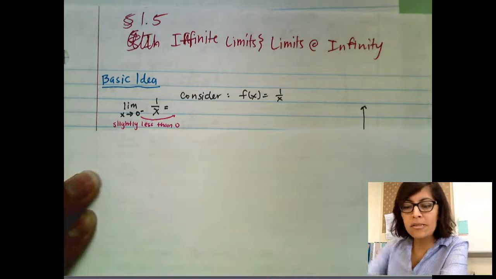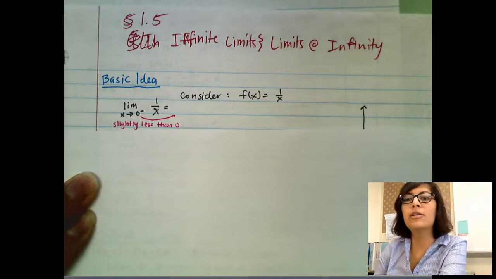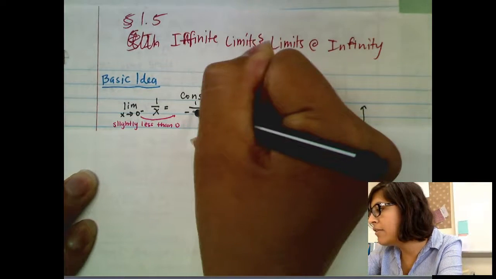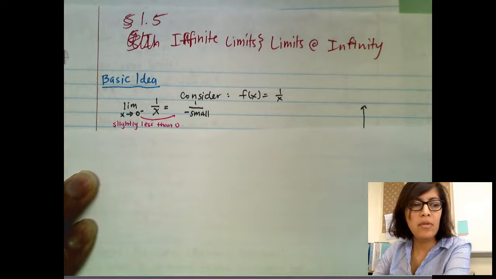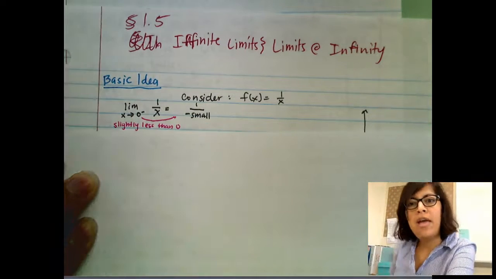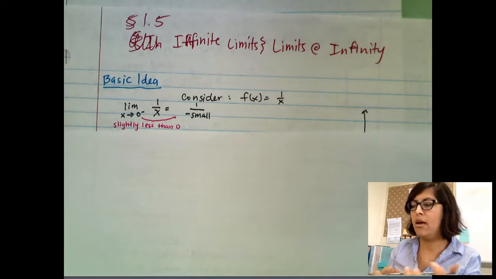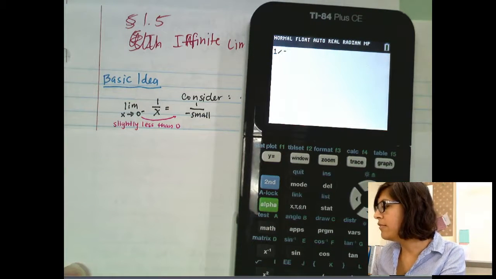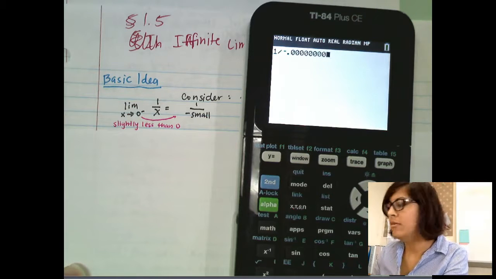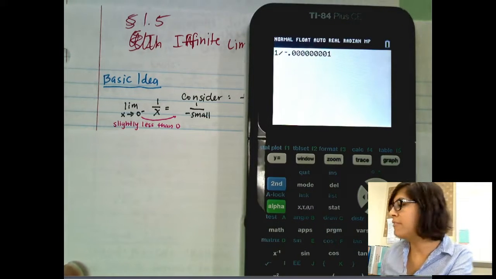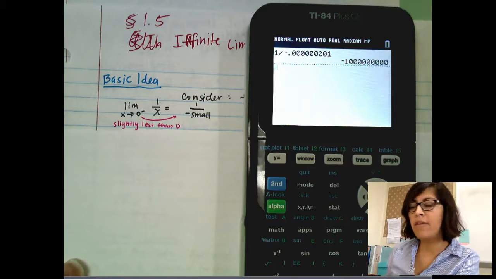So these are going to be very small negative numbers, like negative 0.00001. So we're looking at 1 over a very small negative number. Let's consider this. If we took 1 over negative 0.0001, I'm going to show you in the calculator. If we have 1 over negative 0.000001, a very, very small negative number close to 0 from the left side, we get a very large negative number.